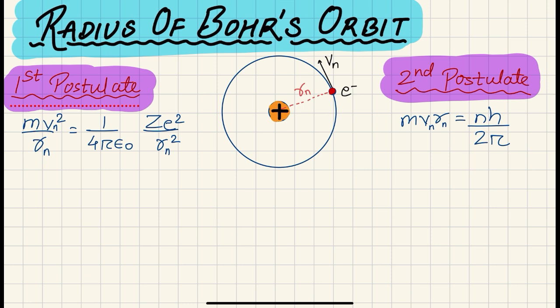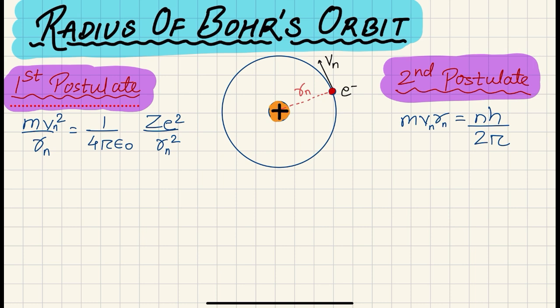And the second postulate states that the electron cannot revolve in any arbitrary orbit. It has to revolve in an orbit such that its angular momentum, that is the mvr term, is an integral multiple, an integer times, the quantity h over 2 pi. Here, h is Planck's constant. Now, with these two, we are very well equipped to derive the expression for the radius of the nth Bohr's orbit.